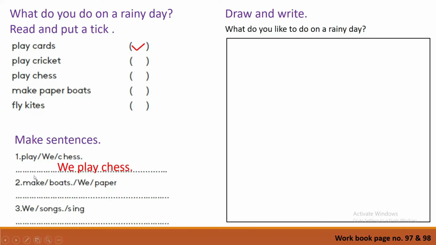Number 2. Make bots we paper. Very good. Now you can build a meaningful sentence. We make paper bots. You can write. Last one. Number 3. We songs sing. We sing songs. I hope you will be able to write these sentences correctly.